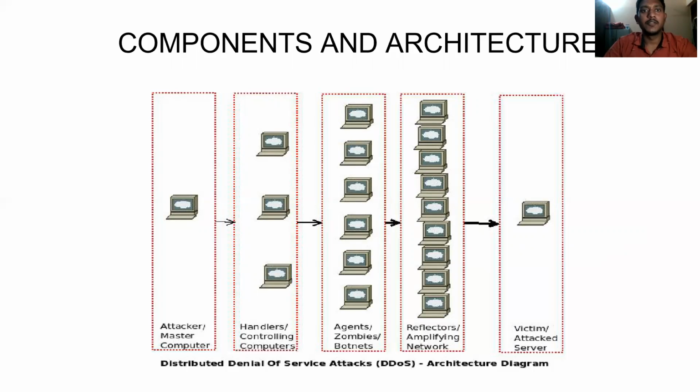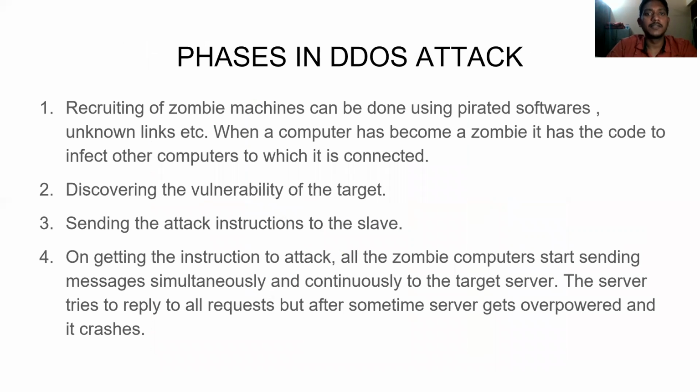This is the exact phenomenon of how a DDoS attack occurs. The architecture diagram shows how attackers attack over a network, like a net over a server. Now go to the next slide. These are the phases in a DDoS attack, how it is performed.